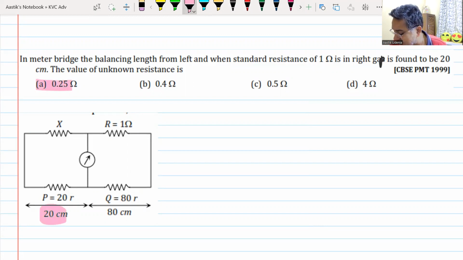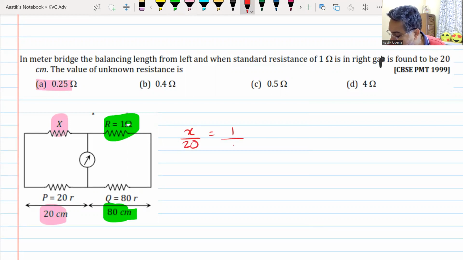This balancing length is given as 20. The other one will be 80. The unknown one is put here and the known one is put here. So you can have x divided by 20. You can write it like this. X divided by 20 will be equal to 1 divided by 80, and you end up with your answers. Do we understand this? Yes, sir.